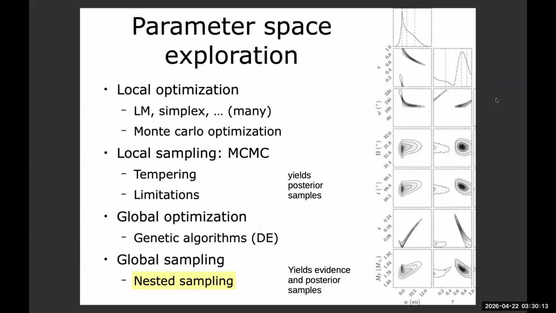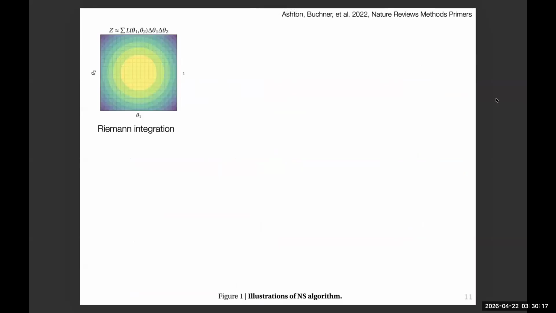Okay, this is just a slide again about different algorithms, and I will now focus on nested sampling, how you can actually efficiently compute the integral over a high-dimensional parameter space, tens of parameters, right? And so now I'm going to explain how nested sampling works.